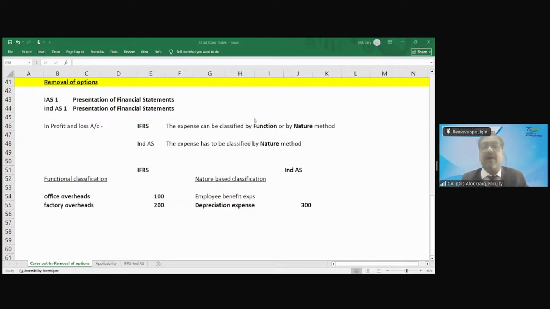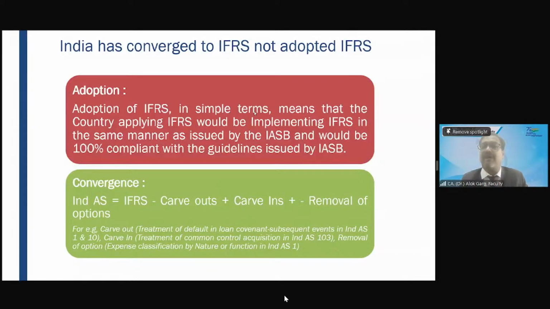So friends, now I am moving back to my presentation. What is the difference between IFRS and Ind AS? The difference is carve out, carve in, and removal of options, right? These are the three classes of difference, and friends, there are very limited differences. There are only 10 carve outs, 1 carve in, and hardly 3 removal of options. That's all. These are the differences between IFRS and Ind AS. Otherwise, IFRS and Ind AS are one and the same thing.